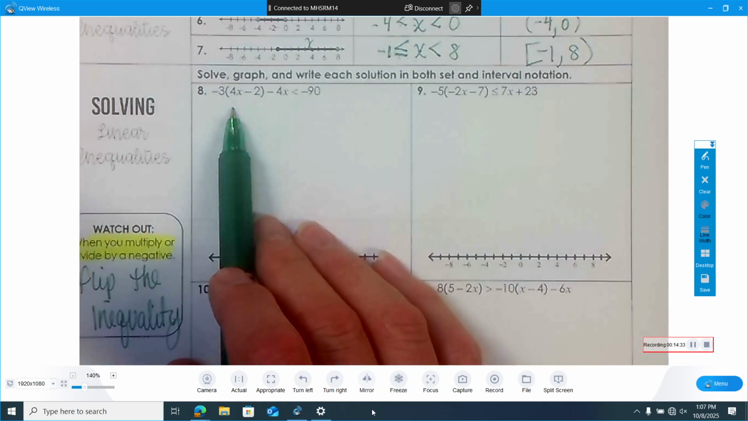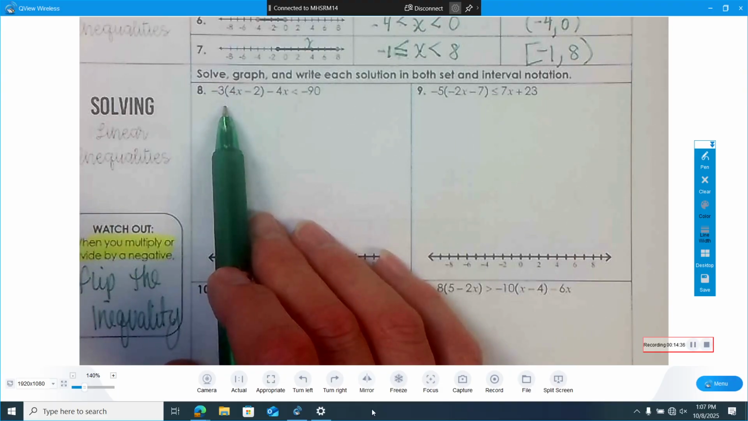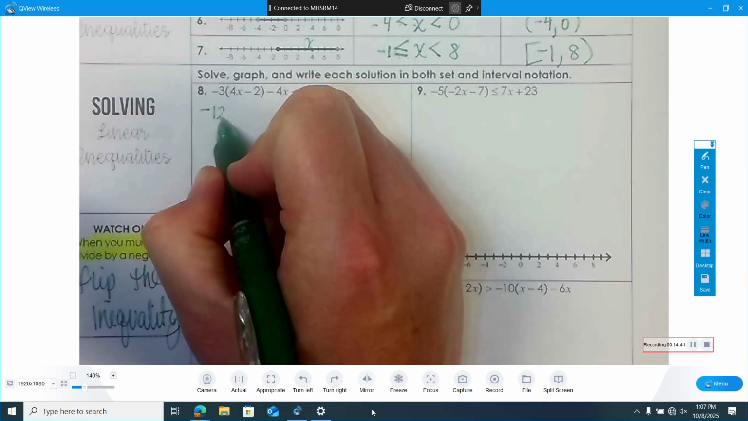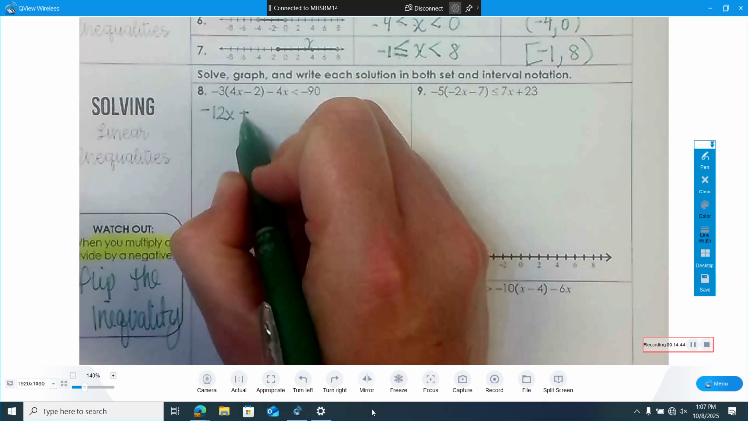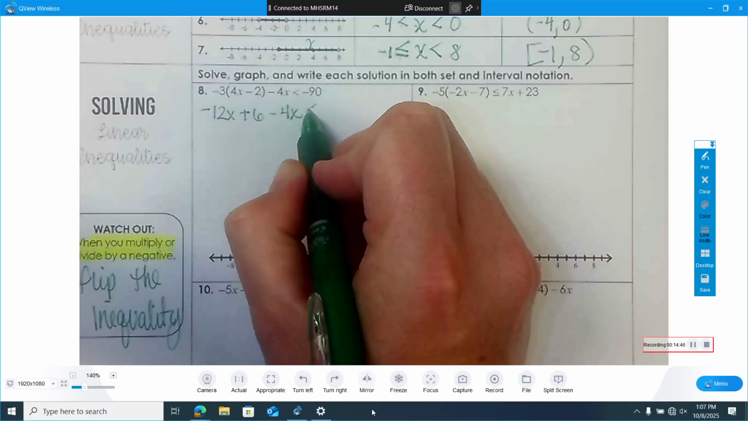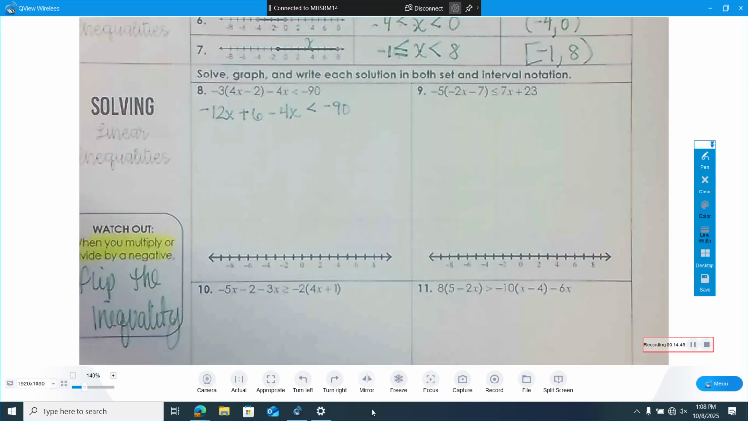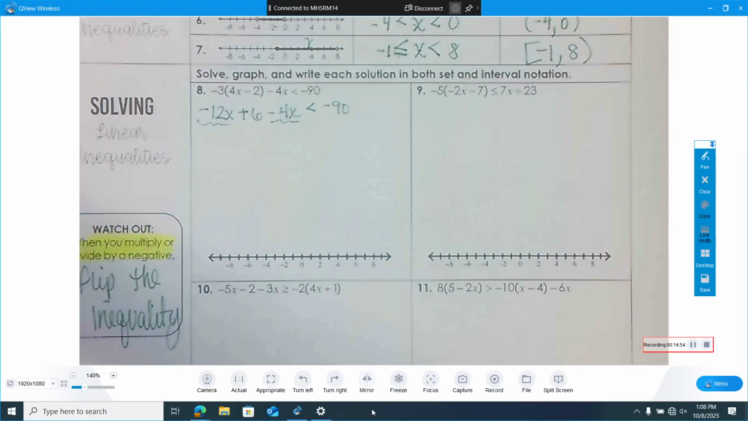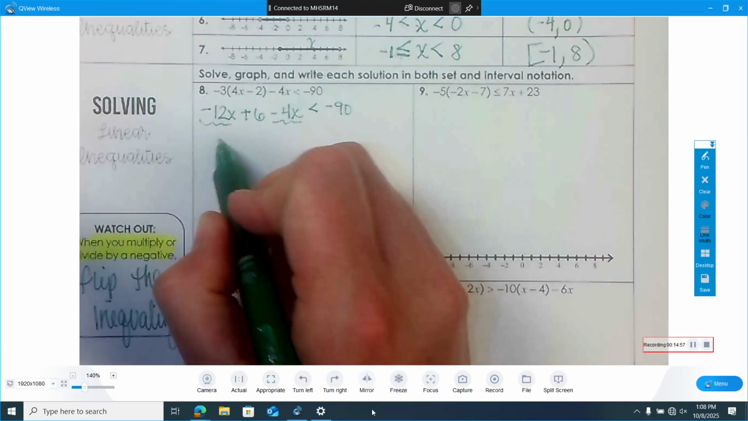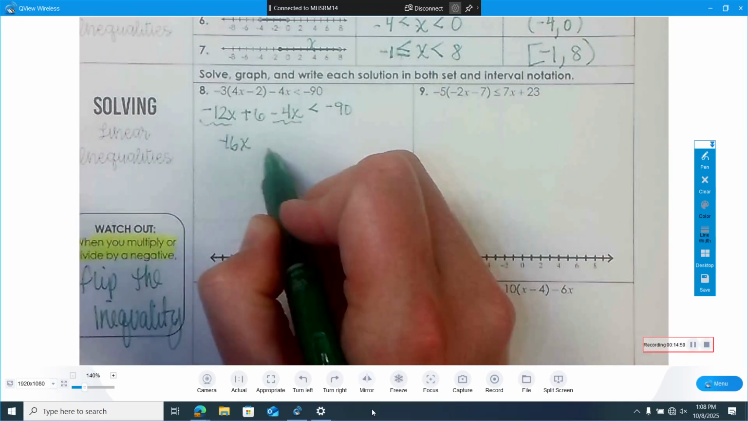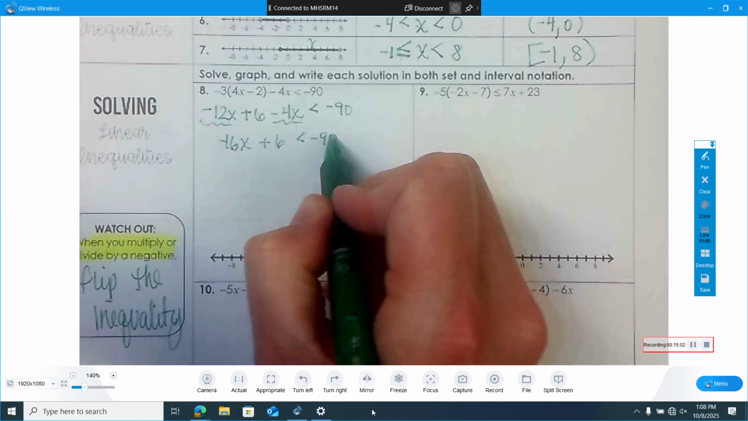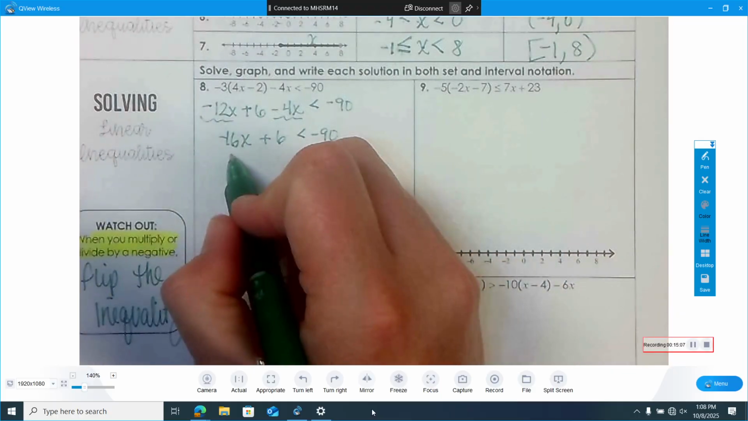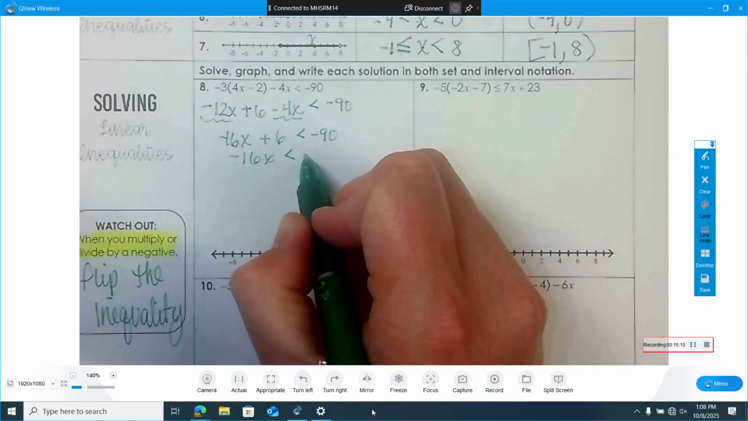So I'm going to do number 8 here. What do we need to do first to solve? Distribute. Very good. So when I distribute, I get plus 6. Good. Minus 4x is less than -90. And then we need to combine like terms. I have a negative 12x and a negative 4x, which is negative 16x plus 6 is less than negative 90. Then we need to subtract 6. So we have negative 16x is less than negative 96.